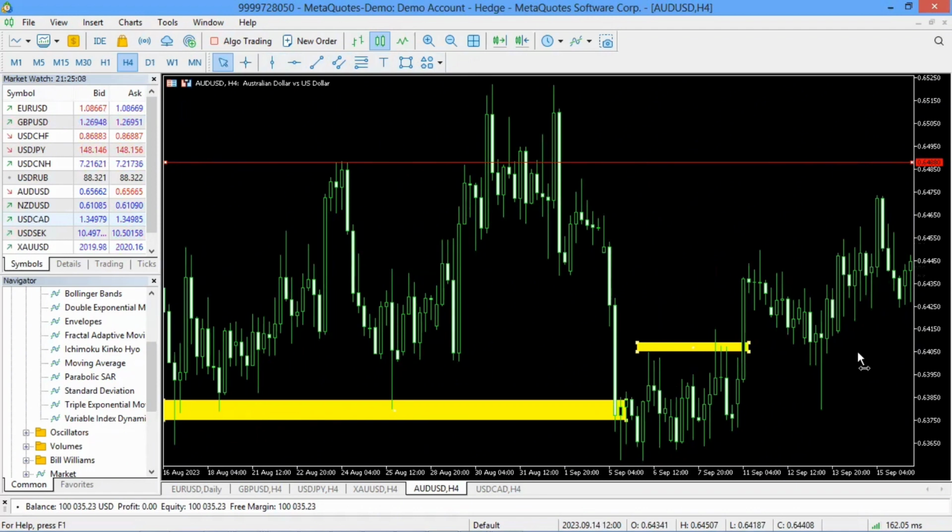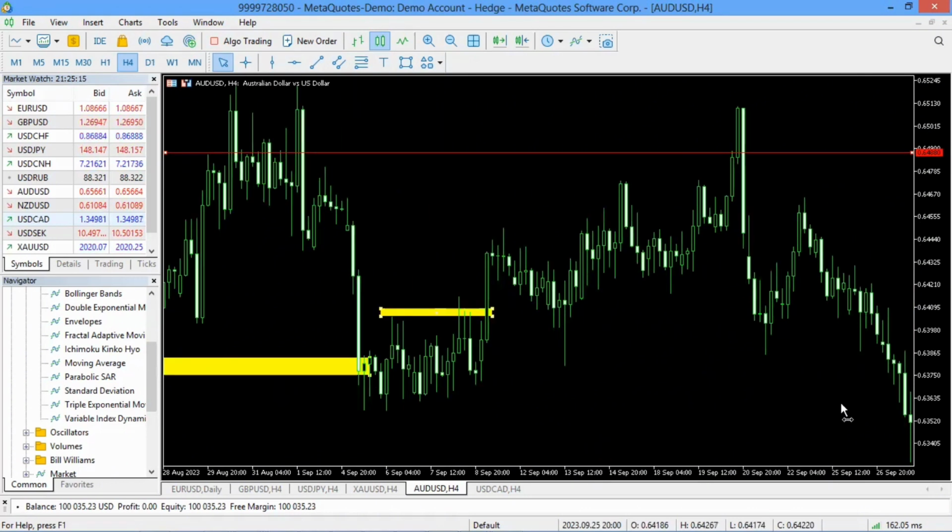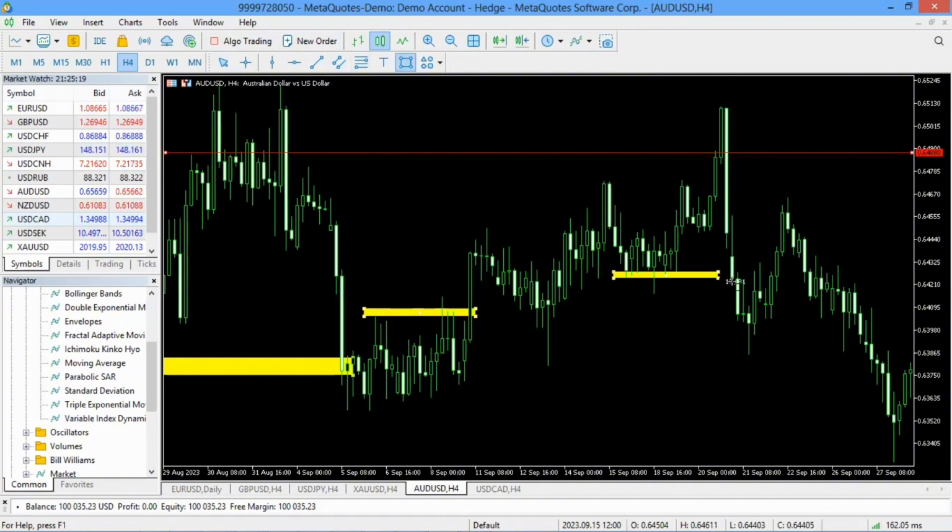Then it broke this high, created a new high, broke this high. So that's how price will move. Look at, broke this low. So just know how to read, or how to know when the structure is broken. When a low is broken, keep selling. When a high is broken, keep buying.